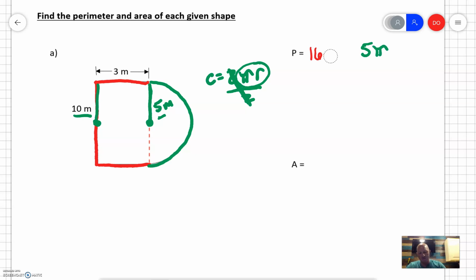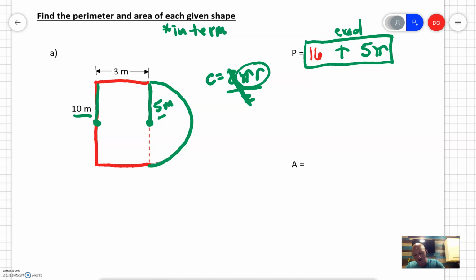Now, in order to get the full distance around the outside, I would have to add these two values together. What you currently see is our answer written in terms of pi, an exact result. I'll write that statement out again: in terms of pi, which means we're not multiplying that pi value out. So really my distance is 16 plus 5 pi meters, because we're measuring a distance around the outside.